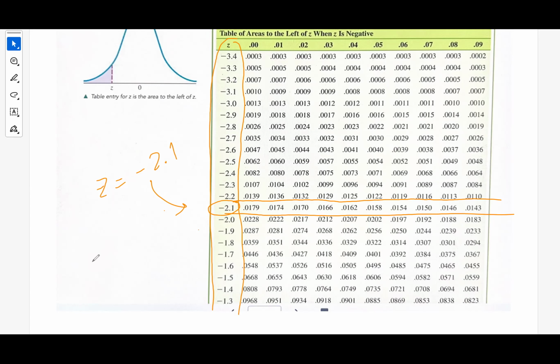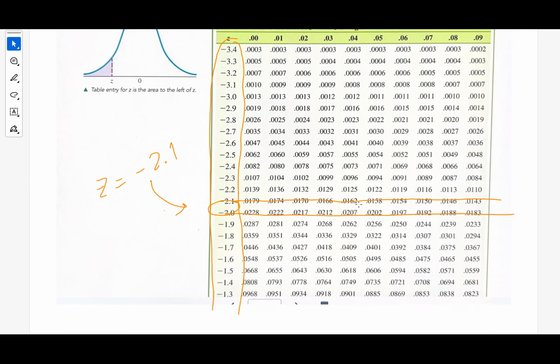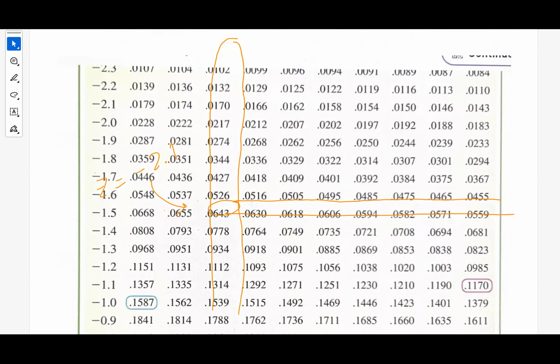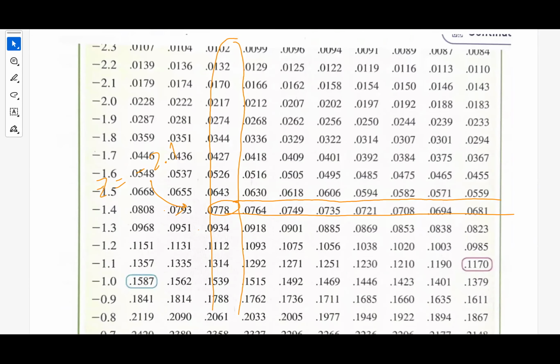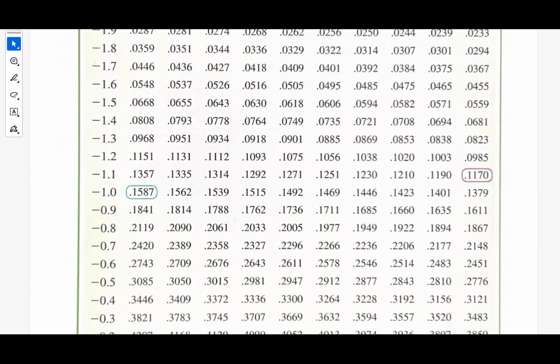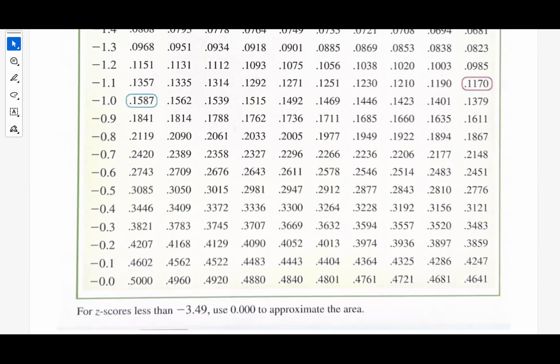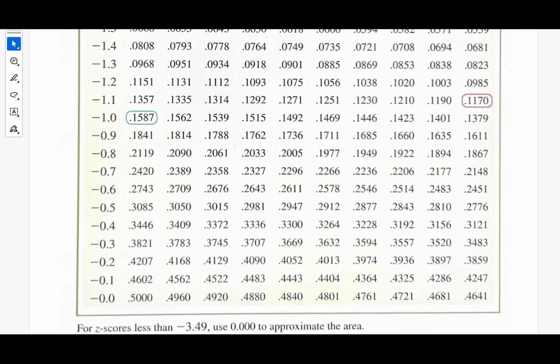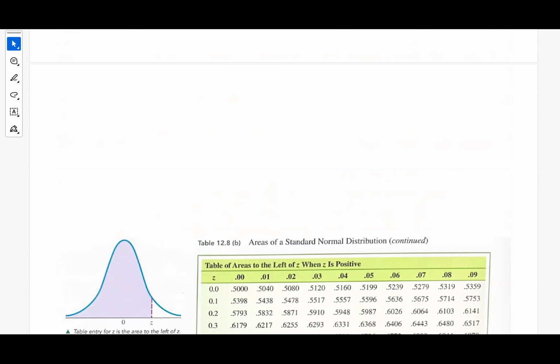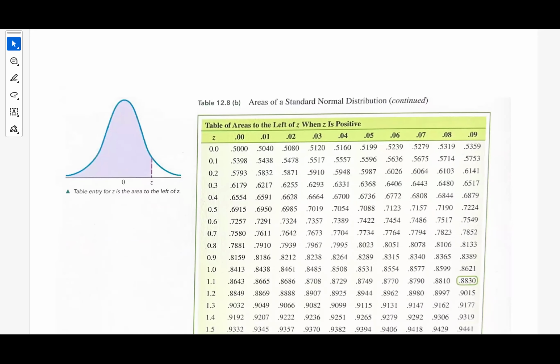Okay, then what about the next page? My z-score, when I circled the column, I circled the wrong one. Here we go. Now the z-scores, you notice, are getting bigger. I had negative 2.1, now I've got negative 1 point something in the very leftmost column. And then there's another table, as we'll see. Here, this is the areas to the left of z when z is positive.